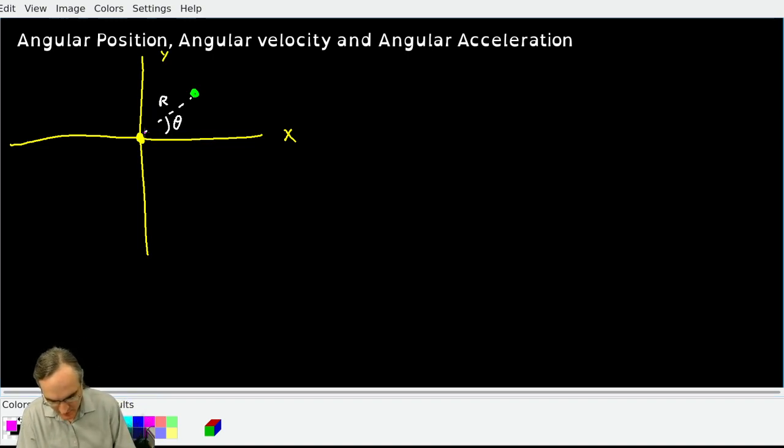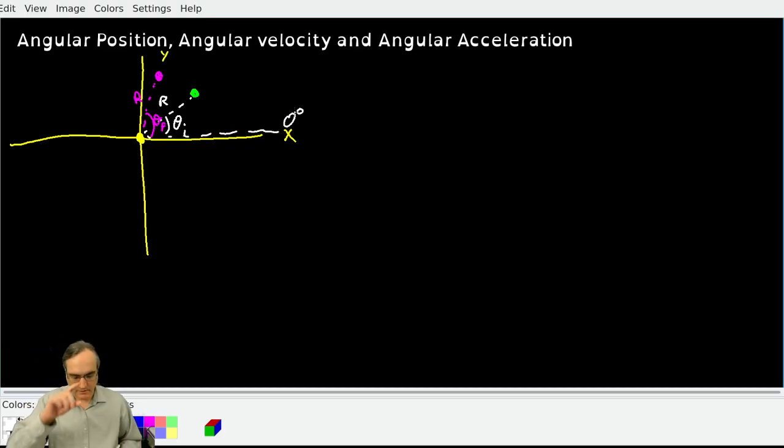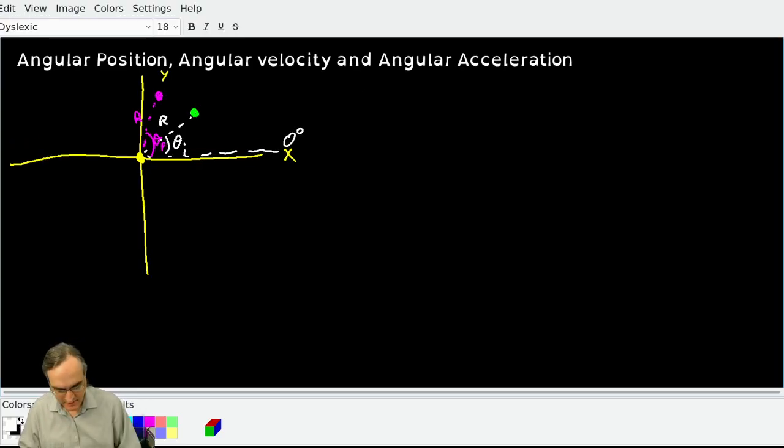Now as time moves on, maybe the object moves to a different position. Same distance away, but now a different angle, so we'd have a theta initial and theta final. But either way, the angular position. Now for an angular position, we do need to think about where the 0 point is, and traditionally 0 degrees would be measured along the positive x-axis.